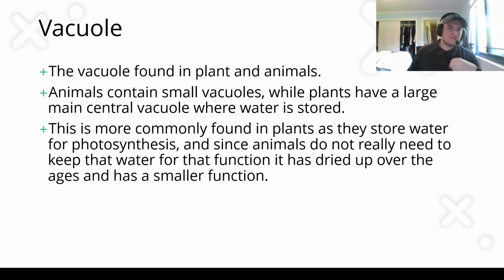Next, we're going to do the vacuole. So the vacuole is found in plants and animals. In animals, though, they're very, very small because they have a very limited function. Plants need that vacuole because it holds water mainly and other minerals as well. And plants need that water in the vacuoles to do photosynthesis. So it wants to keep that water inside the cell for later use for photosynthesis.